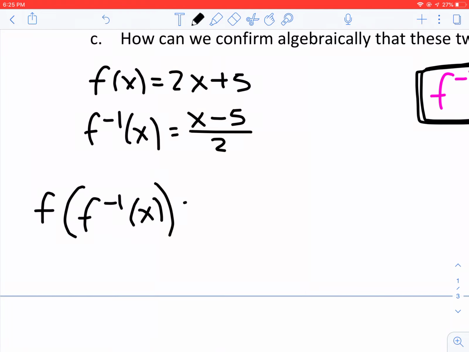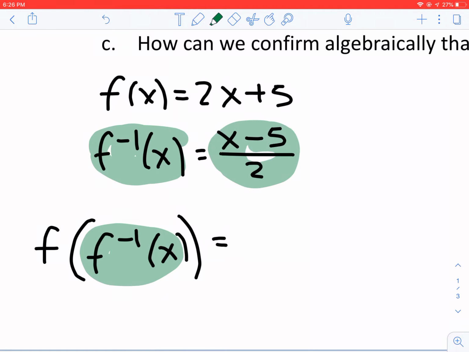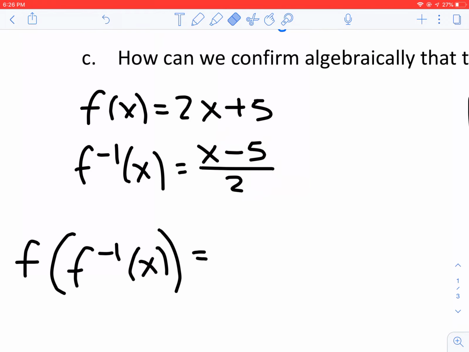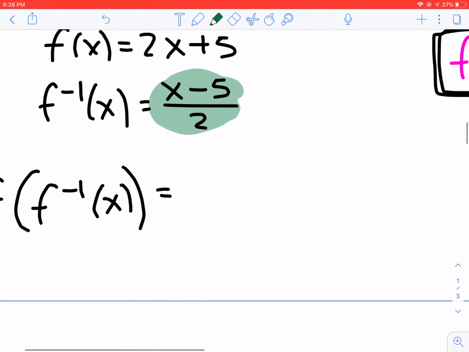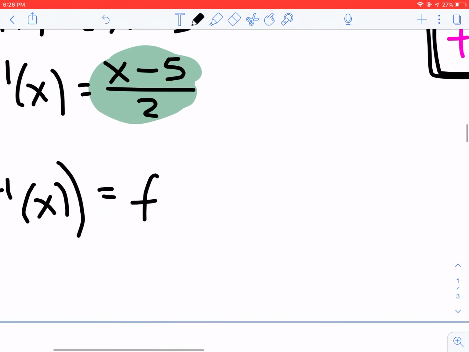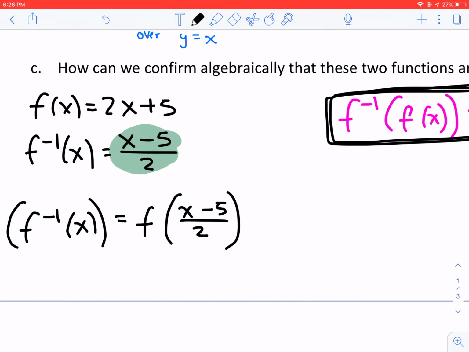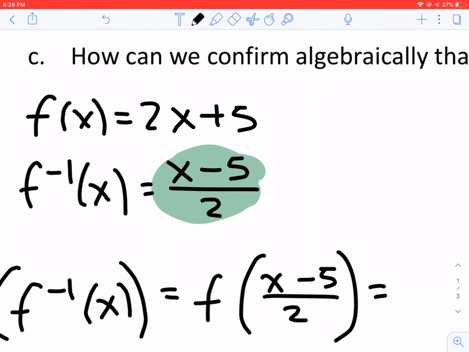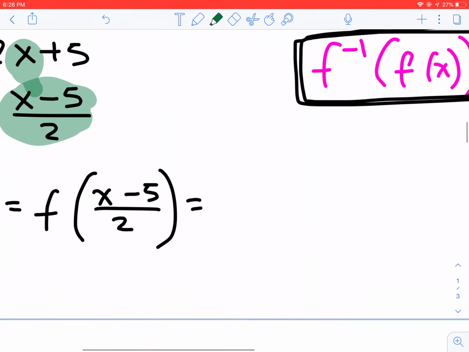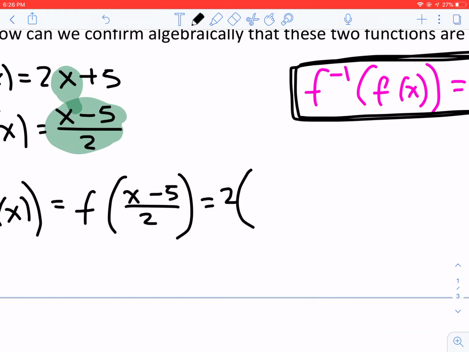So this means we're taking our inverse function, which is x minus 5 over 2, and we're going to plug it in for that x. I'm actually going to rewrite this one step. I'm going to replace my inverse function with what it's equal to, which is x minus 5 over 2. So now we're doing f of x minus 5 over 2, and that's going to equal, so I'm taking x minus 5 over 2 and plugging it into the original function for that x. So that's going to be 2 times x minus 5 over 2 plus 5.